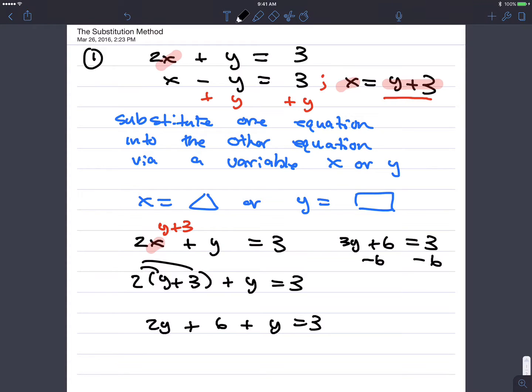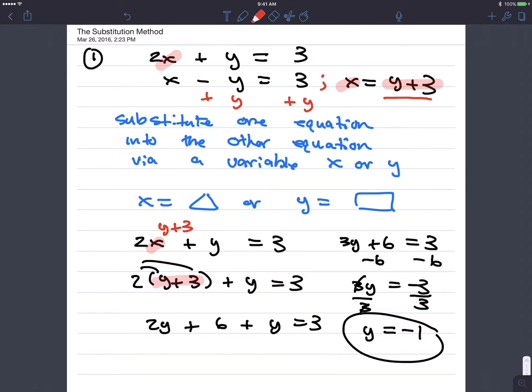Subtract your 6 from both sides. We get 3y is negative 3. Divide both sides by 3 now. Y is negative 1. So this is how we use the substitution method. We substitute the x equal to y plus 3 from the second equation into the first equation. This is the new x value.